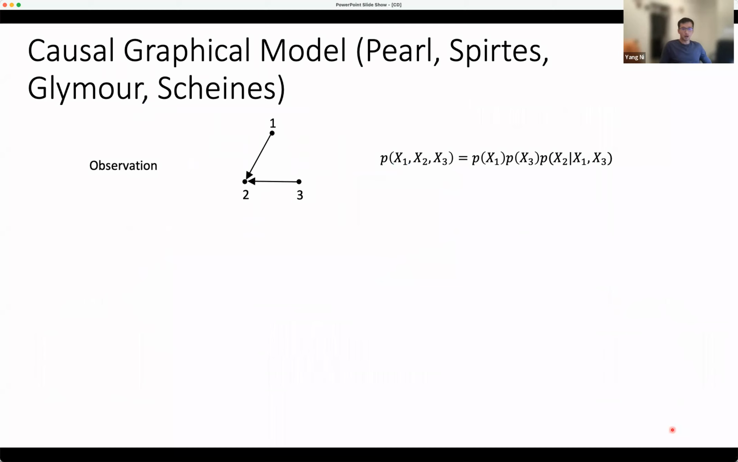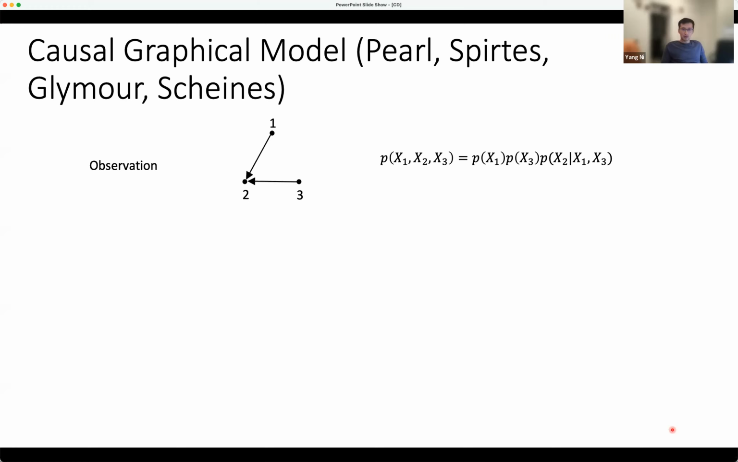We're going to talk about causal gene regulation, or causal graphical models. That's the tool we're going to use, the causal graphical model, which was pioneered by computer scientist Judea Pearl and a few philosophers, Peter Spirtes, Clark Glymour, and Richard Scheines.